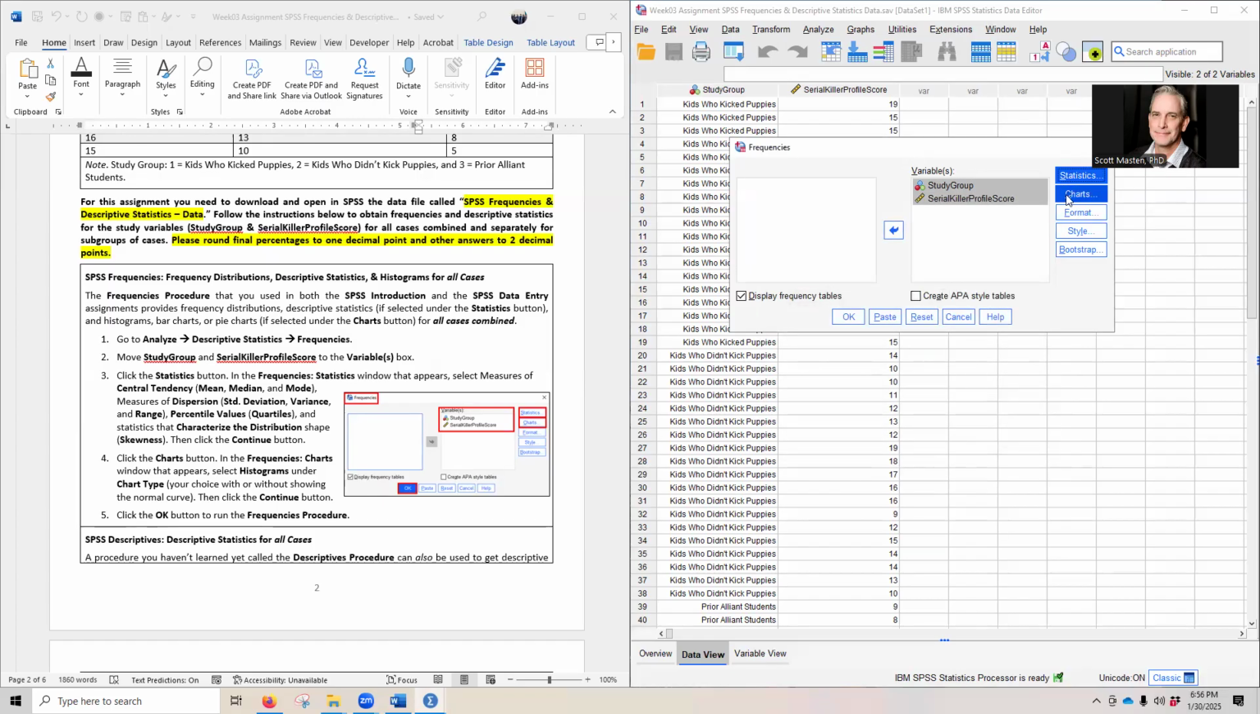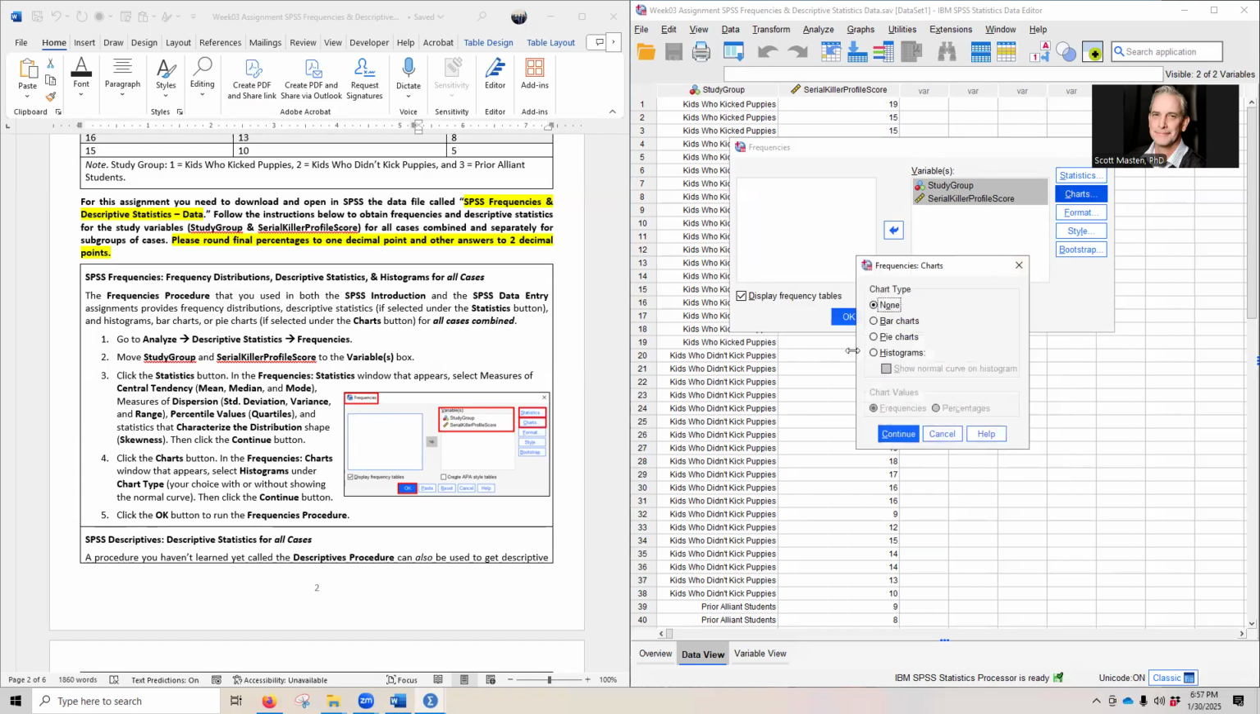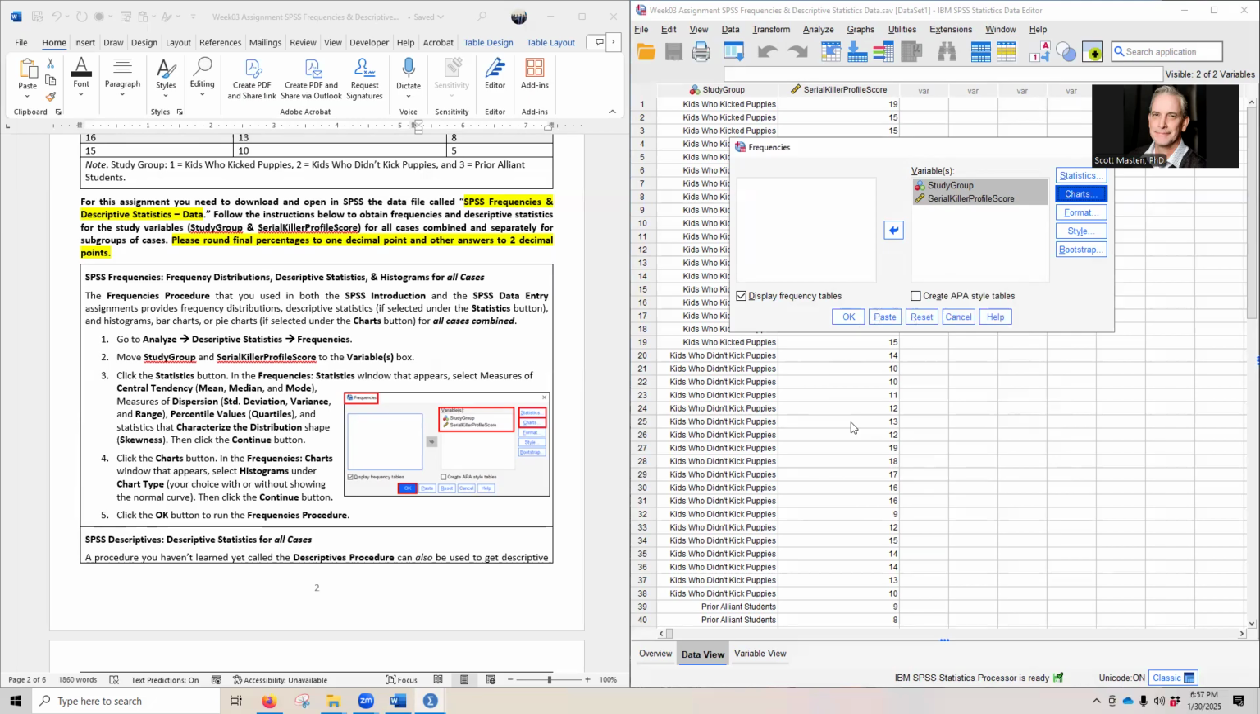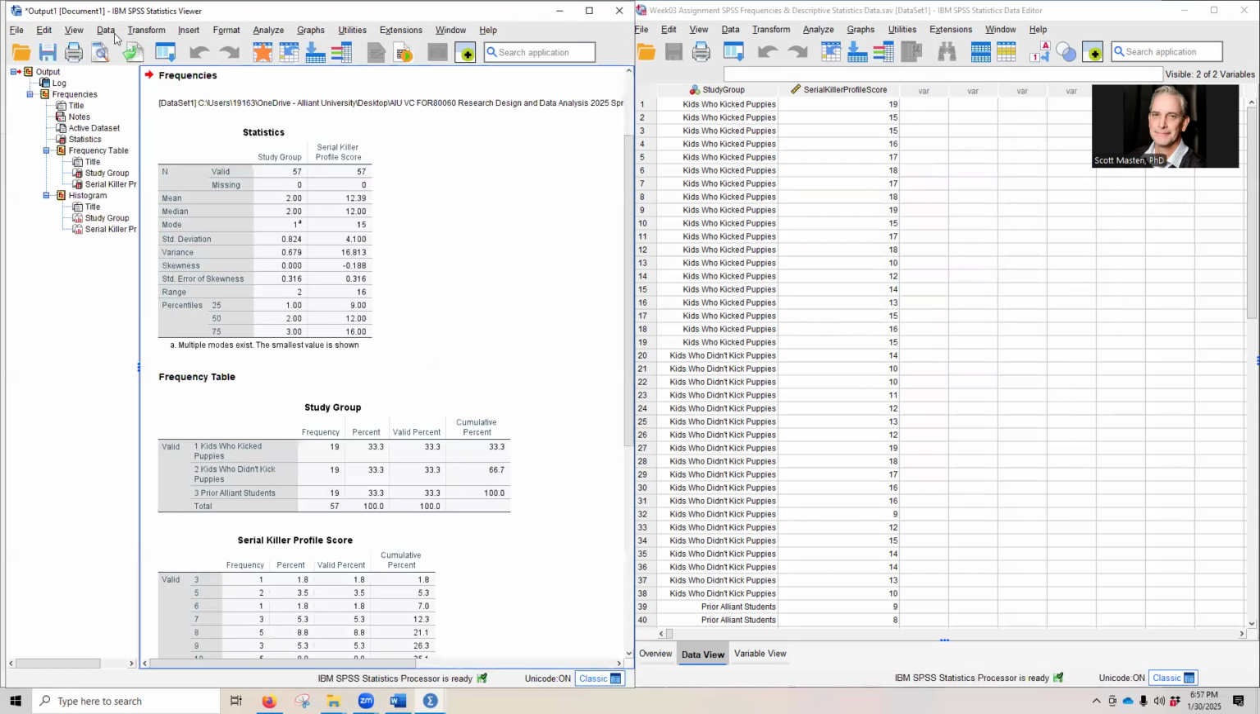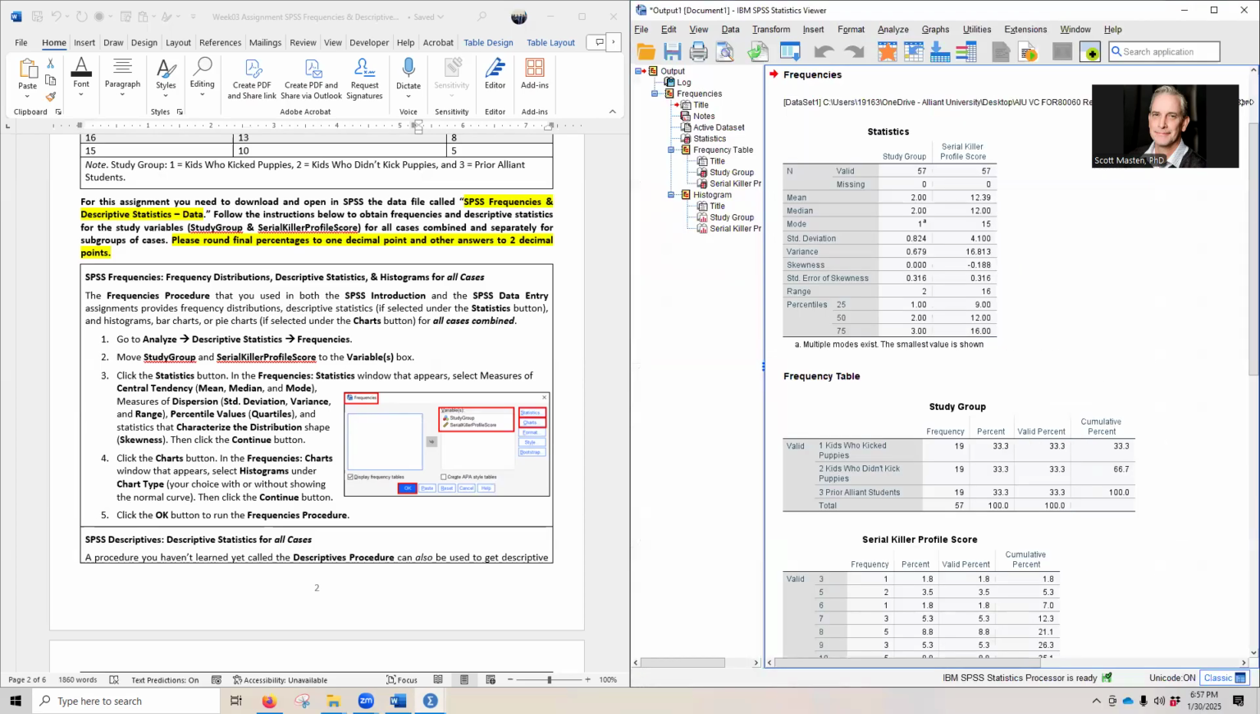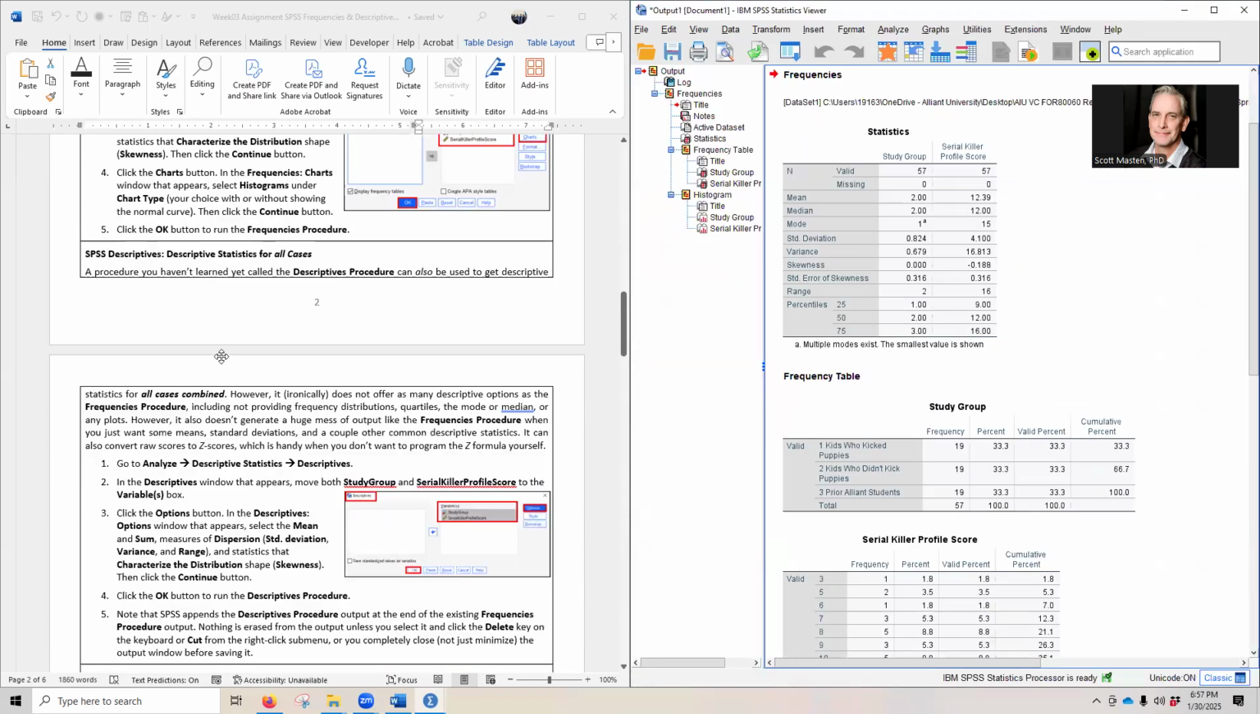And I tell you to get a chart. So in the Charts button, go ahead, get histogram, and I usually get the normal curve. Okay, good, so I'll get the normal curve on there too. Continue and OK. What this is going to do is run frequencies and get all those stats for whatever we put in this box, which is both variables. So click OK, and let's get this going. All right, here we go. Descriptive statistics for all cases.